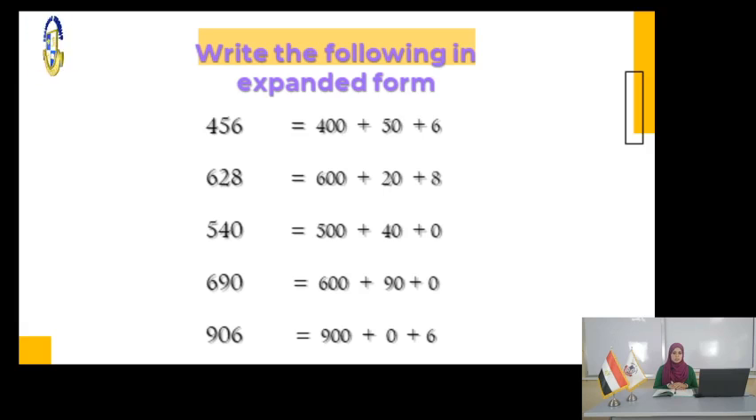690 will be 600 plus 90 plus another 0 because there are no ones, there is no value for the ones, it's 0. And the last one is 906. You have 900 in the 100 value plus 0, because we said that whenever you see a 0, you have the value of a 0. 900 plus 0 plus the ones, don't forget the ones is 6. So it's 900 plus 0 plus 6, and you can skip the 0 and not write it, and write 900 plus 6 in the same way.